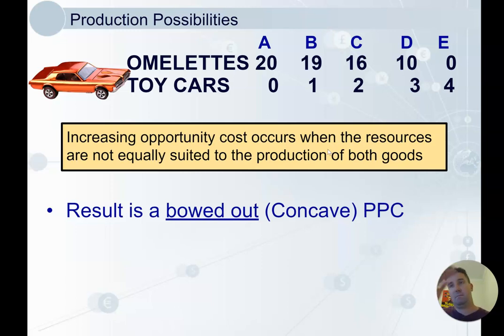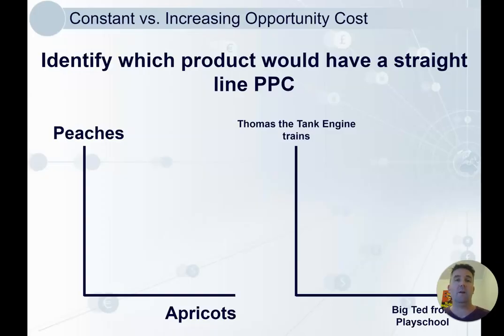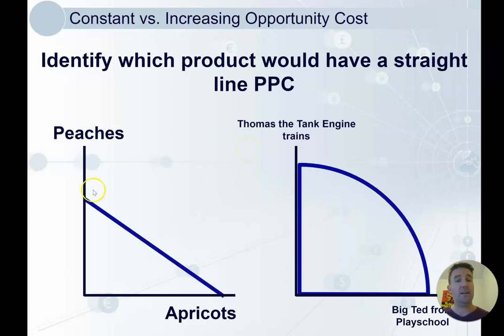So we get that bowed out or concave PPC, which we started with. Now I want you to have a quick look here and identify which product would have a straight line PPC. Pause and have a go, answer it in your head. Okay, I'm sure you all said that peaches and apricots would have a straight line, right?